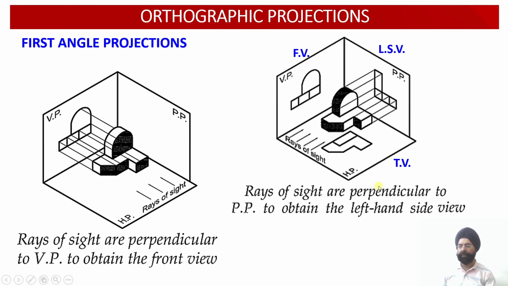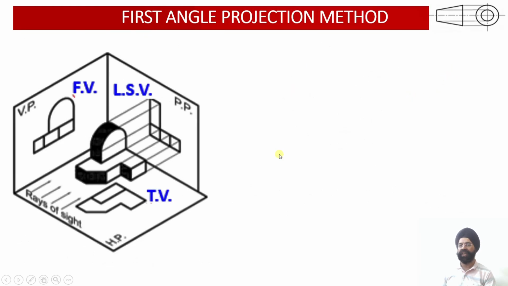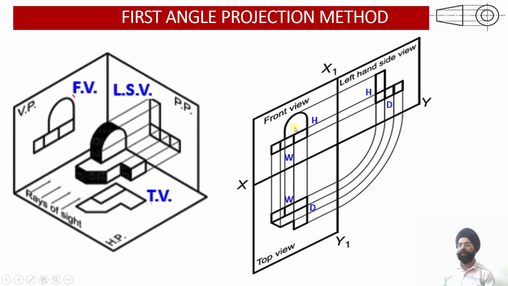Then HP will be rotated downwards, profile plane will be rotated on the right hand side, VP will stay in its position. So these are the projections which will be available. Front view above the horizontal plane or the XY line, top view, once you rotate this HP, this is the hinge over here, and this will be rotated downward. So front view will appear above the XY line, top view which is obtained on HP, it will be appearing below the XY reference line, and your left side view is appearing on the right hand side over there, right?